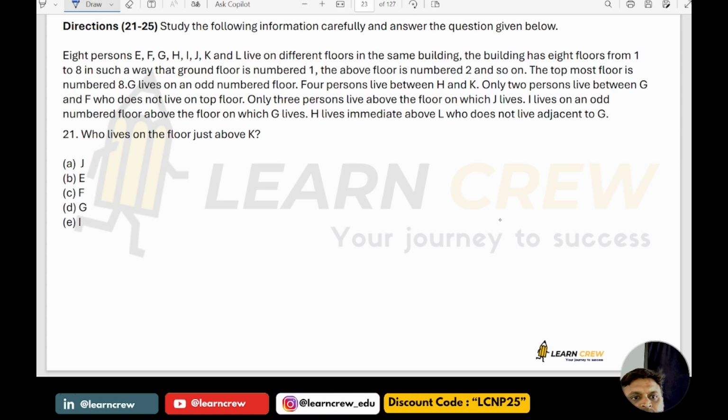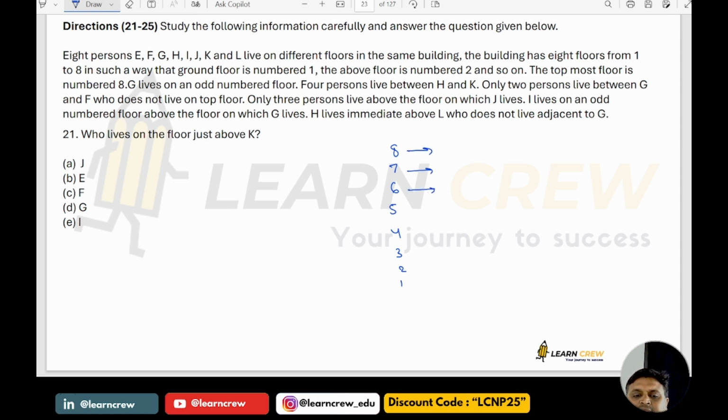Next, 21 to 25 is based on one more puzzle. See here, 8 persons live on different floors in the same building. The building has 8 floors from 1 to 8. The ground floor is numbered 1 and so on, and the top floor is numbered 8. So you have totally 8 floors: 1, 2, 3, 4, 5, 6, 7 and 8.